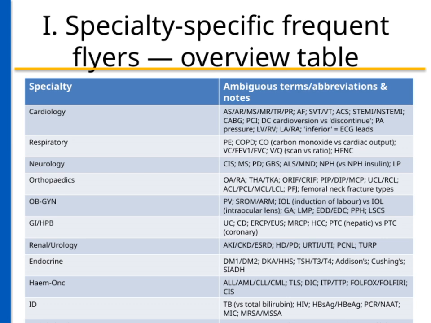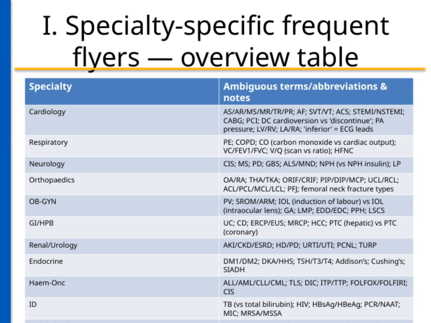For GI and HPB, UC is ulcerative colitis, and CD is Crohn's disease. ERCP and EUS are endoscopic procedures: endoscopic retrograde cholangiopancreatography and endoscopic ultrasound. MRCP is magnetic resonance cholangiopancreatography. HCC is hepatocellular carcinoma, and PTC can refer to percutaneous transhepatic cholangiography or cholangiocarcinoma, depending on the context.